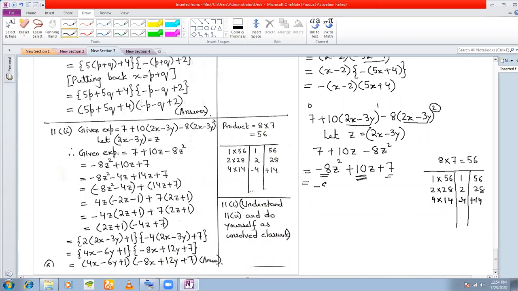So now what I do is I break the first term, I write as it is. Now I break the middle term as plus 14z minus 4z plus 7. Okay. So let's see whether this works. So now again I group these two terms together.